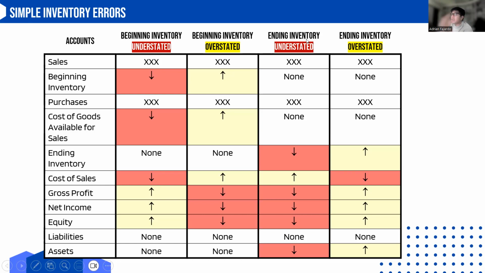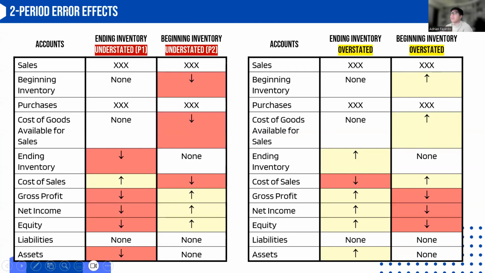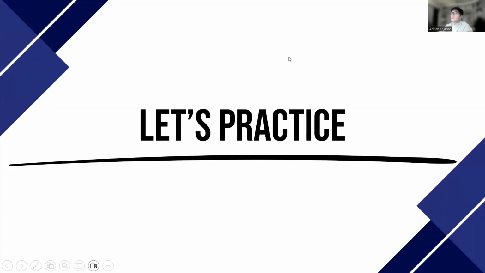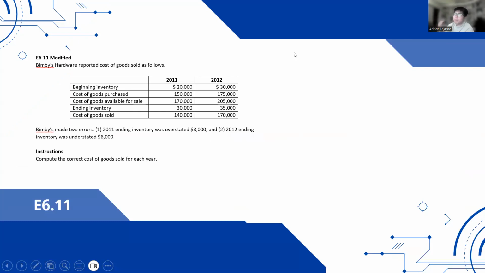But if you make a mistake in period 1 on the ending inventory, it will cross over different periods. So please take note that if you have an ending inventory that's understated in period 1, it will most likely have a beginning inventory understated in period 2. If you have an ending inventory that's overstated in period 1, you will have a beginning inventory that's overstated in the second period. So let's practice. I think it's harder to imagine without the figures, so bear with me and let's just finish this E611 problem.